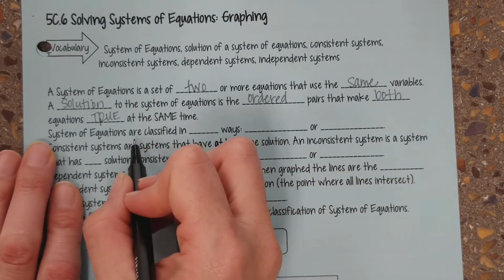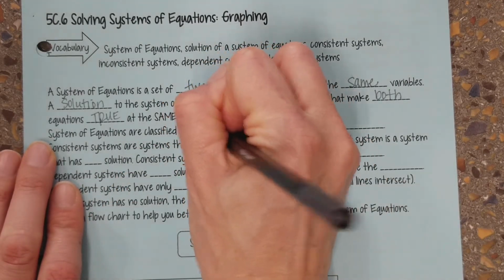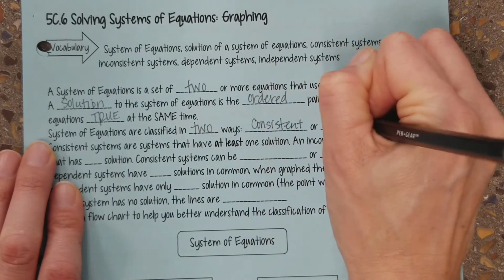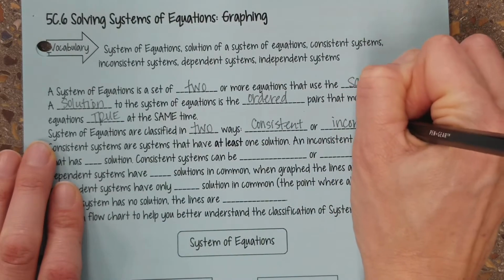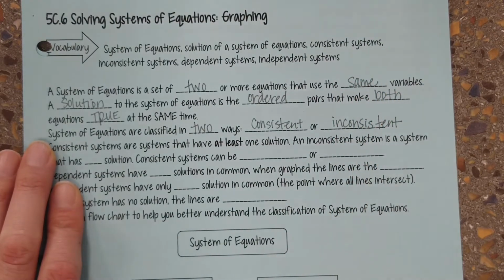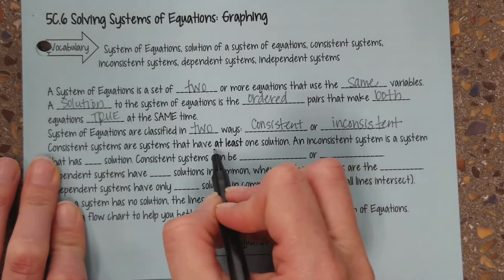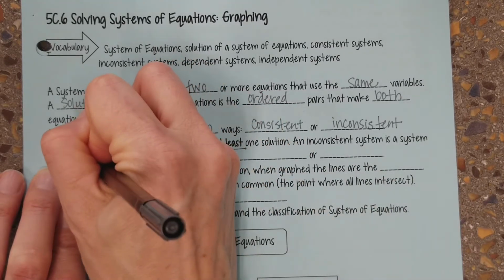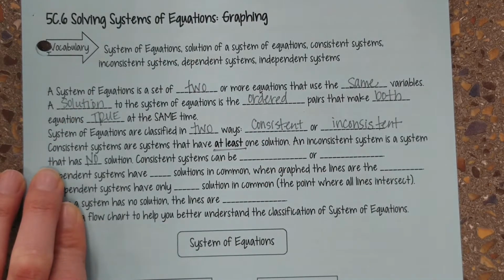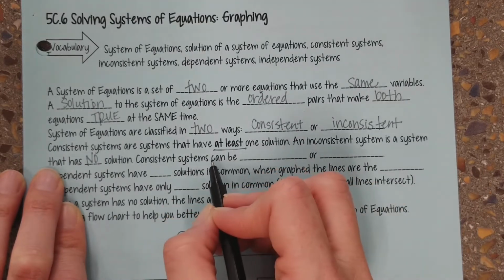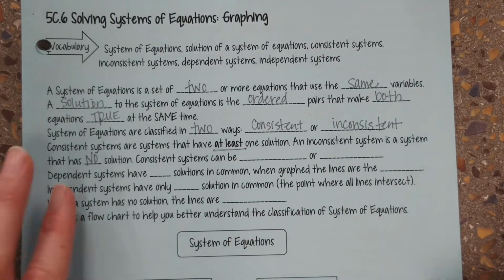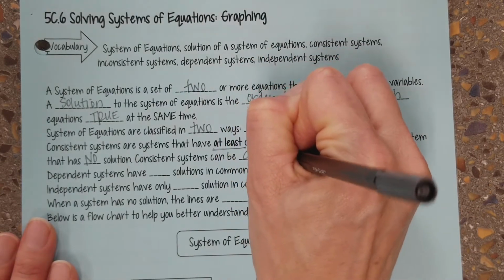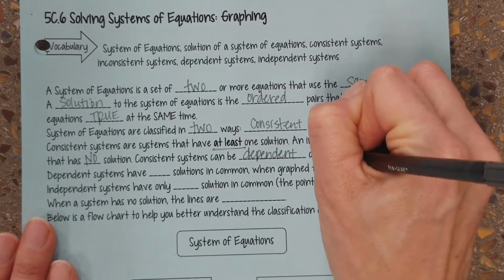Systems of equations are classified in 2 different ways. The first one is consistent, and the other one is inconsistent, which I guess makes sense. Consistent systems are systems that have at least one solution. An inconsistent system is a system that has no solution. Consistent systems can be broken down into 2 separate types of categories. The first is dependent, and then independent.